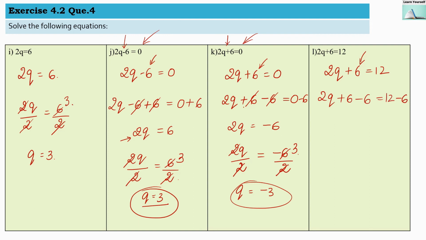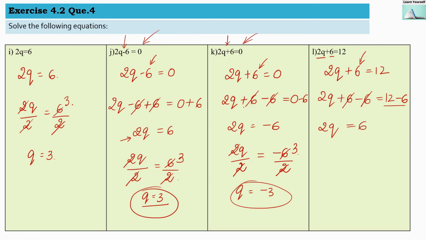Whenever there is multiplication and addition or subtraction, both of these things will be there in the equation. First, take up the operation of addition and subtraction. First, remove the numbers which are in addition and subtraction and then go for the multiplication and division. So here we will get 2q equals, this 6 and this 6 will get cancelled out. Towards LHS, 12 minus 6 will give us 6.